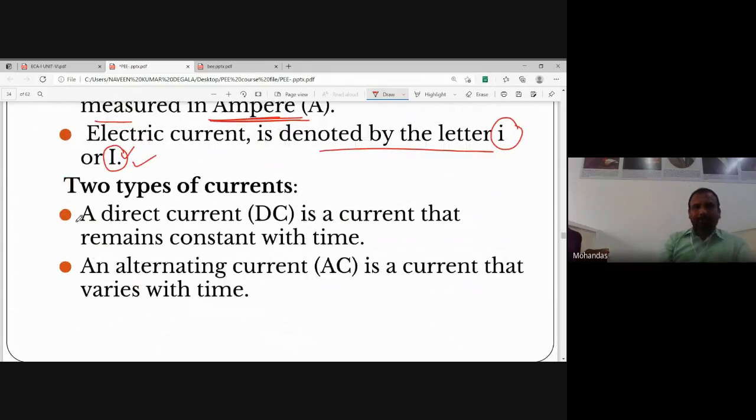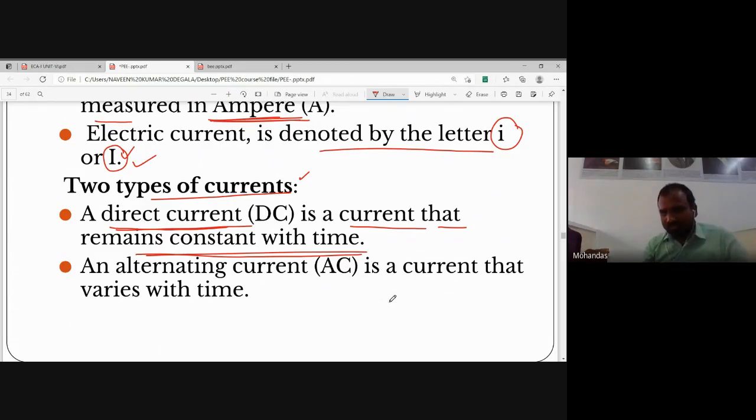Next, there are 2 types of currents. One is direct current. Direct current is a current that remains constant with respect to time. So irrespective of the time, the current remains constant. If you see it in the form of a waveform, suppose we take it with respect to time, the magnitude of this current is constant. That is the meaning of DC current. That means it always has only positive values.